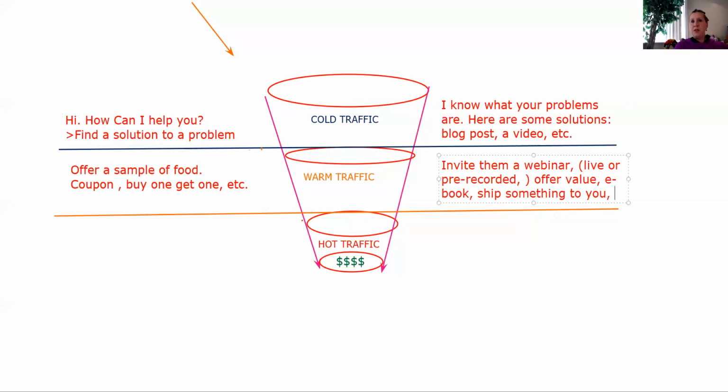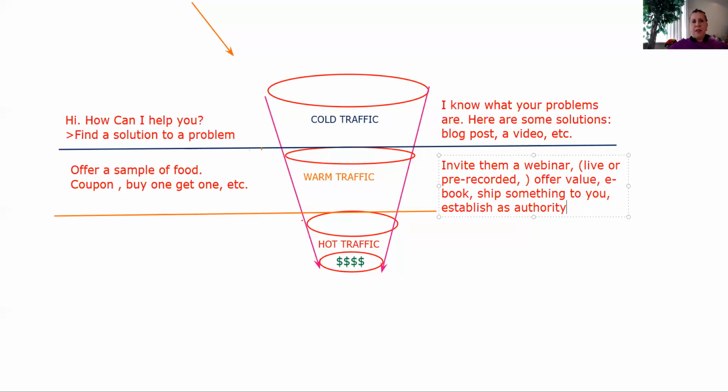Because remember, they've got thousands of people to choose from online, and they don't need to come to you. So what you're trying to do is establish a presence of yourself, establish yourself as an authority on whatever it is that you're trying to sell to them.